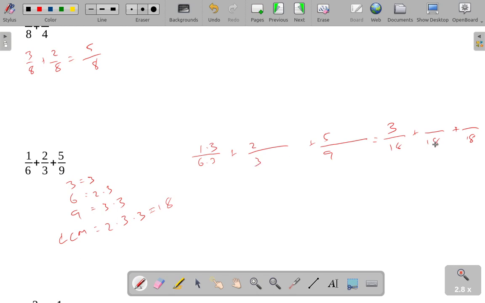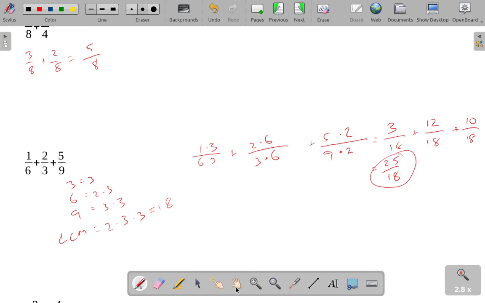For this one, I have a 3, and I want it to become an 18, so I need to multiply top and bottom by 6. 2 times 6 is 12, so that's 12 over 18. And this one, I'm starting out with a 9. I want it to be an 18, so I'm going to multiply top and bottom by 2. 5 times 2 is 10, so that third fraction becomes 10 over 18. Now I can add these together. That's 25 over 18. And I would want to look to see if I could reduce my fraction. But 25, the only prime factor there is 5. 5 is not a factor of 18, so that would be my final answer.